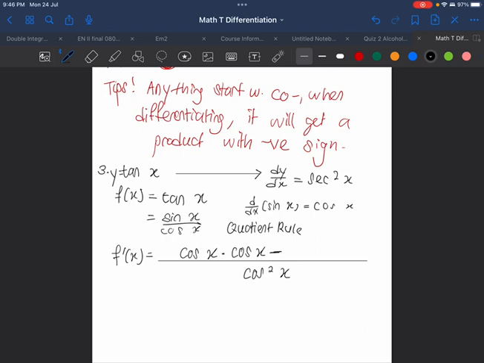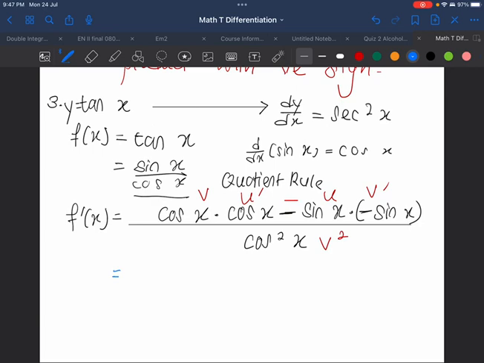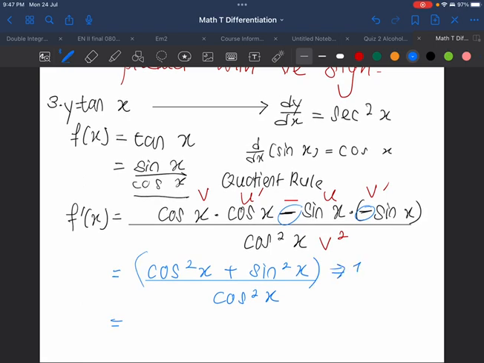Now we know the quotient rule has a minus sign, so we copy back the numerator and differentiate the denominator cos x. When we differentiate cos x, we get negative sine x. I hope you all still remember: the quotient rule is vu prime minus uv prime, over v square. So now we get cos square x over... here is minus minus, so we get a positive sine square x over cos square x. As we know, sine square x plus cos square x is equivalent to 1, so it's 1 over cos square x, which is equivalent to secant square x.